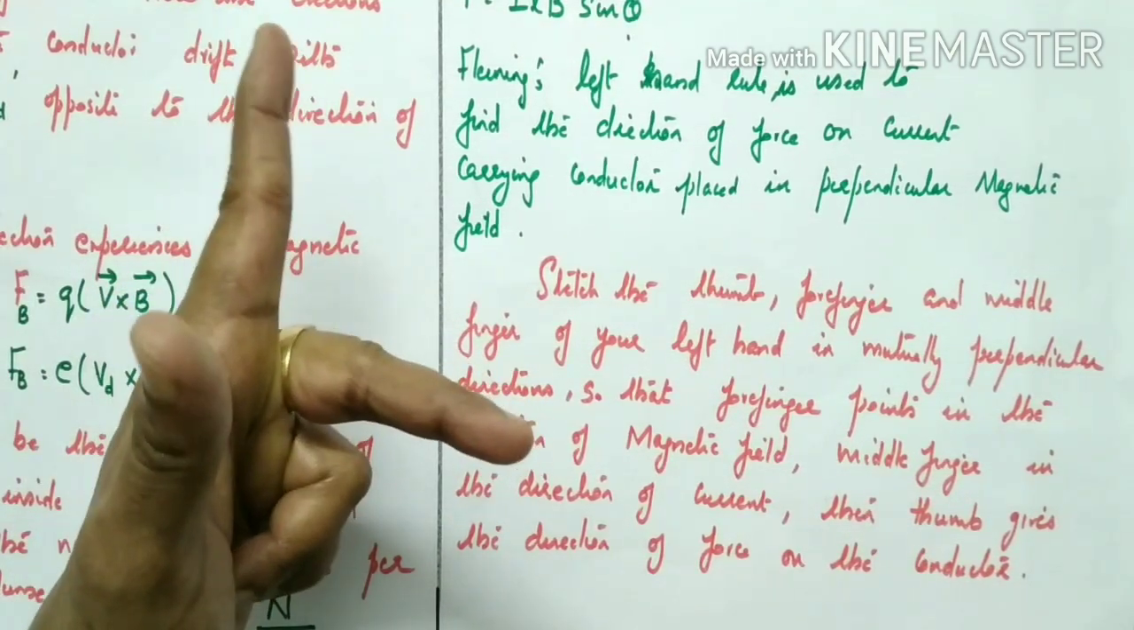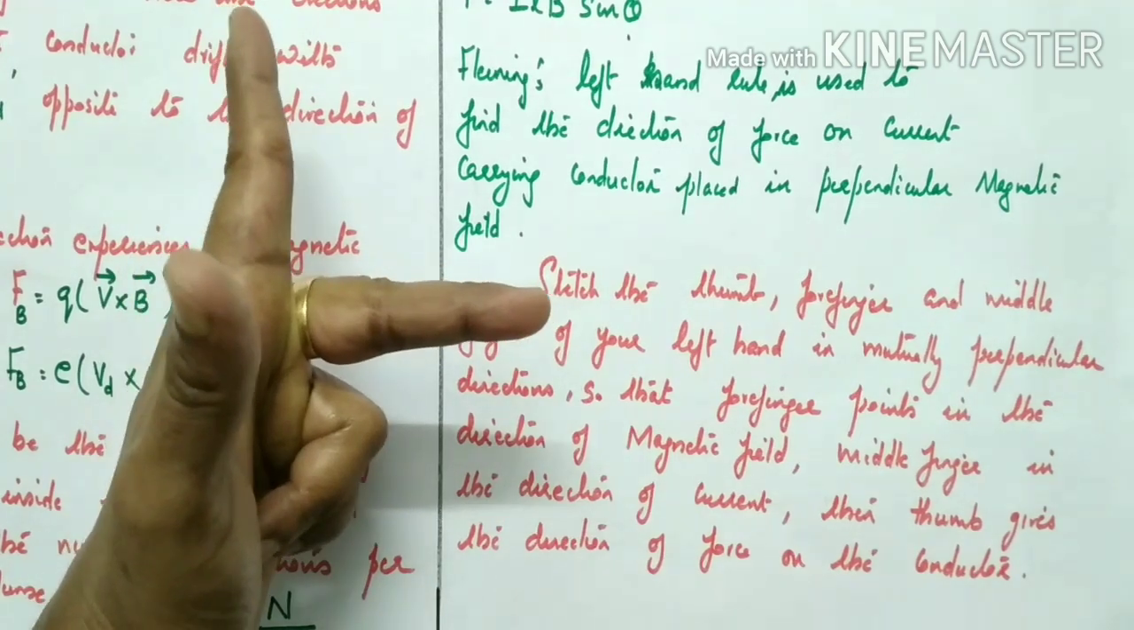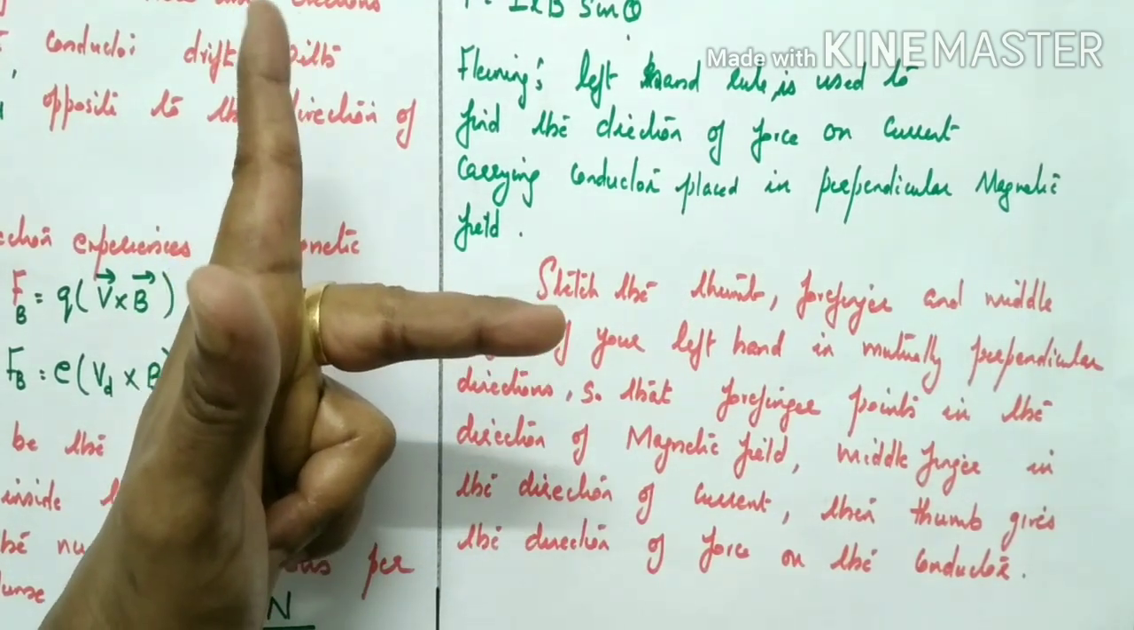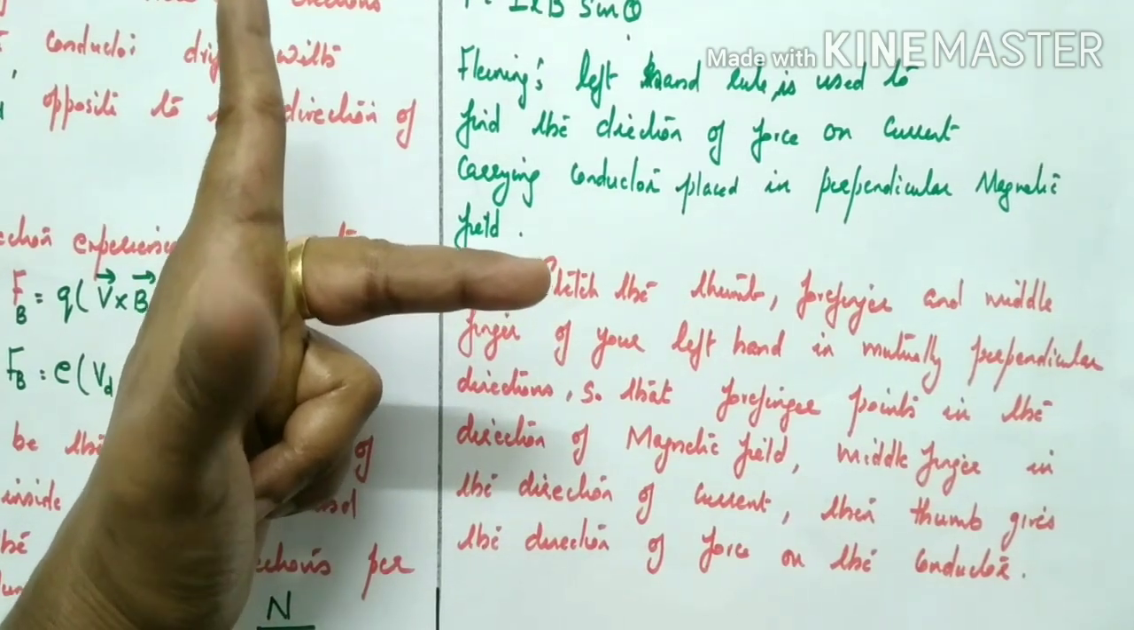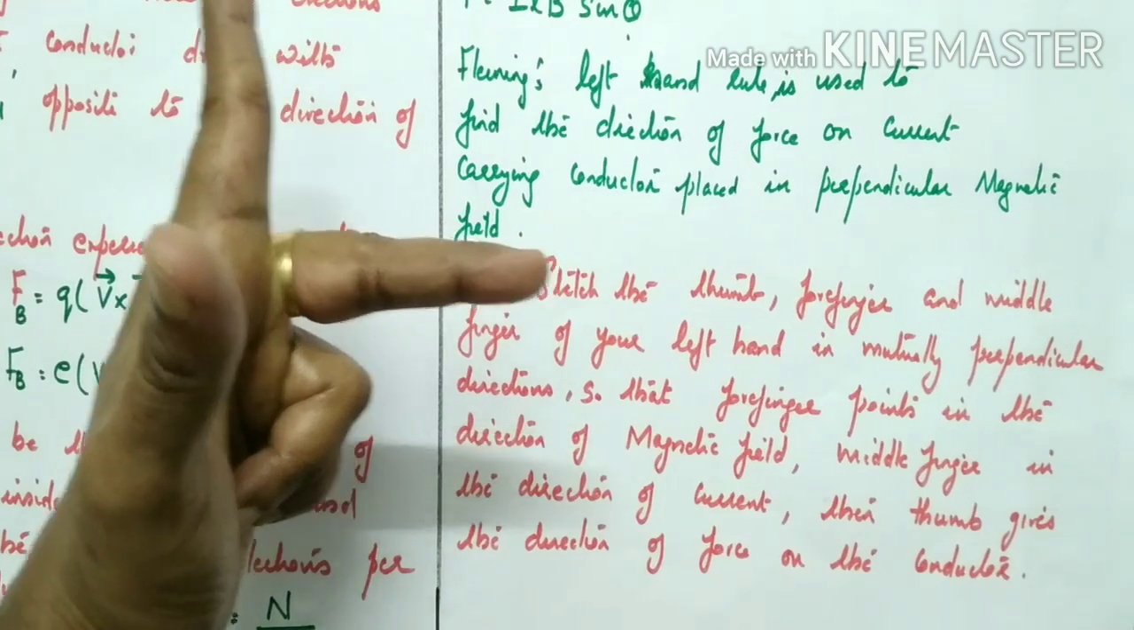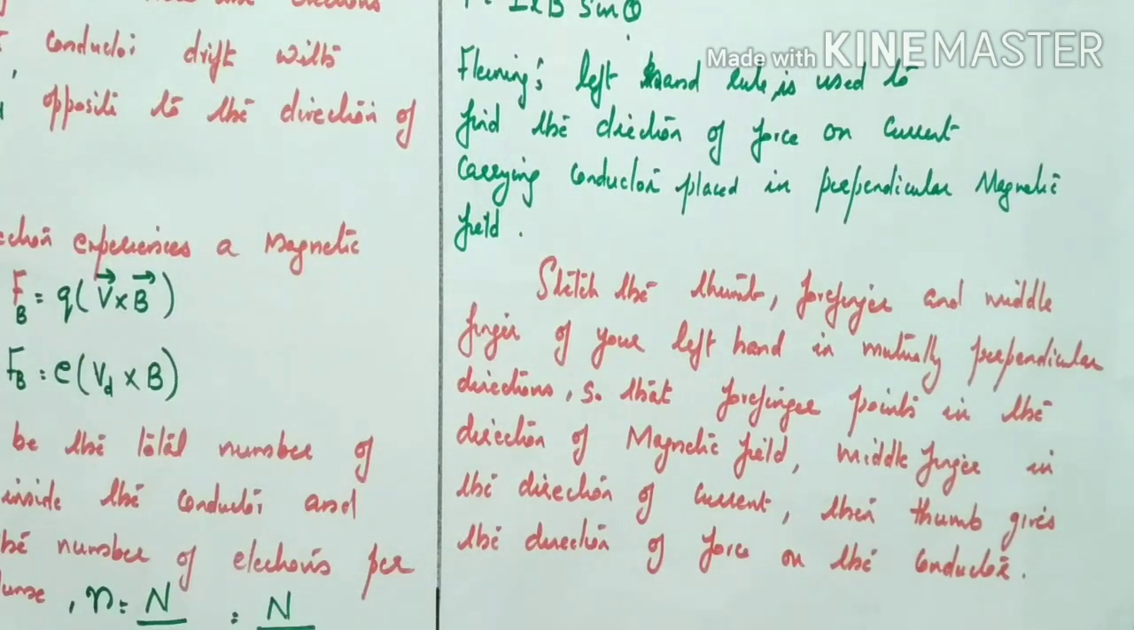If you stretch the forefinger, middle finger and thumb of your left hand mutually perpendicular to each other, so that the forefinger represents the direction of magnetic field, the middle finger represents the direction of current, then the thumb points in the direction of force. So using Fleming's left hand rule, we can find out the direction of force on the current carrying conductor. So we have studied two formulas for force. Force acting on a charge moving with velocity v in an external magnetic field is F equals Q into V cross B. Another one, magnetic force on a current carrying conductor placed in an external magnetic field is F equals I into L cross B.